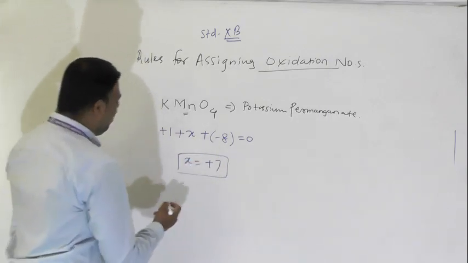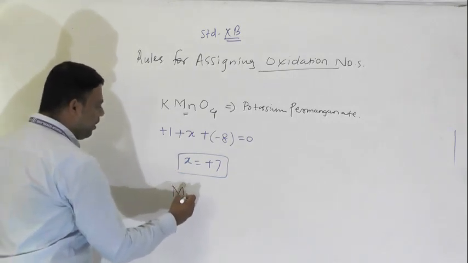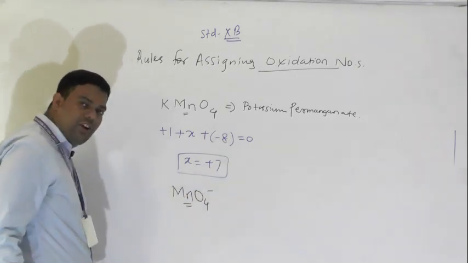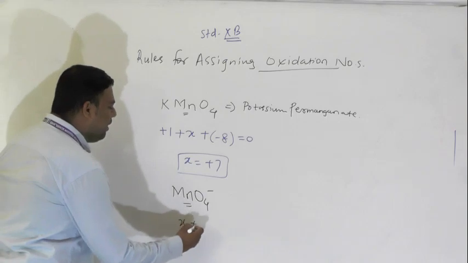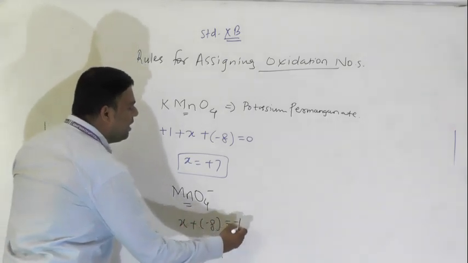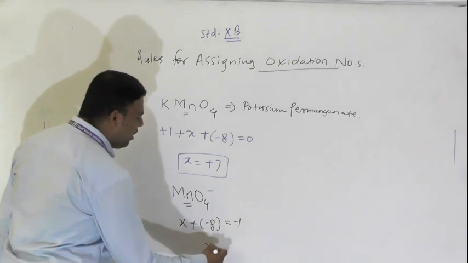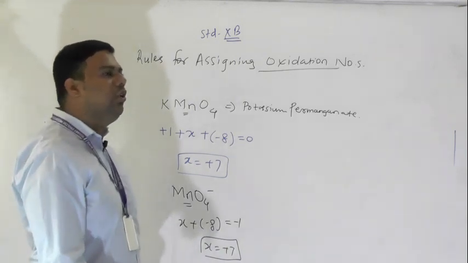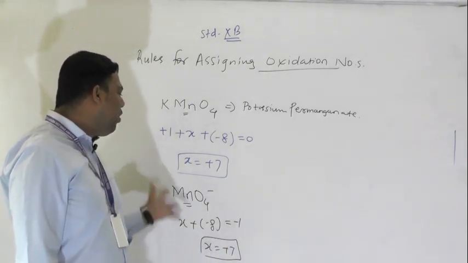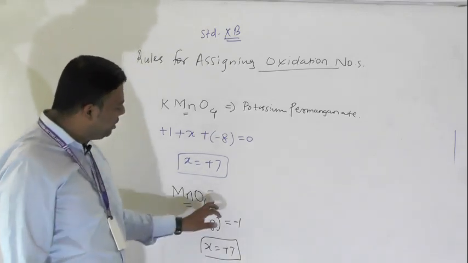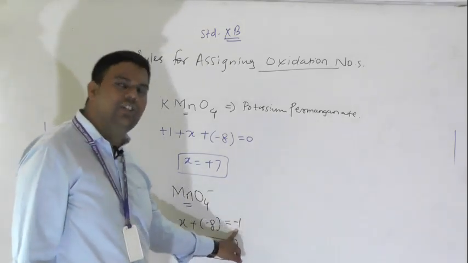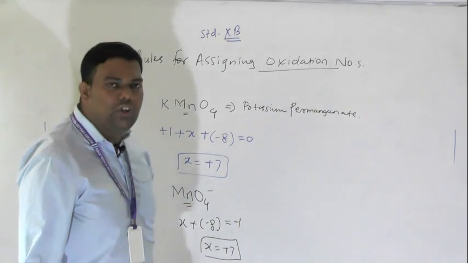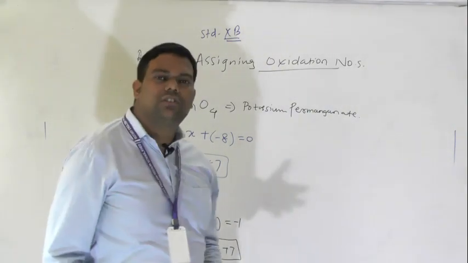And suppose I write another example, MnO4 minus. The underlined element is the one whose oxidation number you calculate. So X plus -8 is equal to -1. Here also X is equal to +7. Understood? So this is how to calculate oxidation number. If any charge is there, you write down that charge instead of 0. So you may solve your NCERT in-text questions and exercise questions.